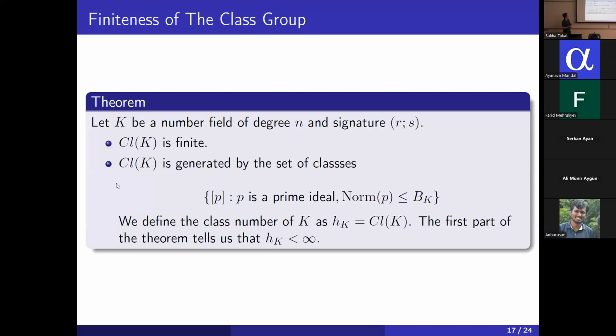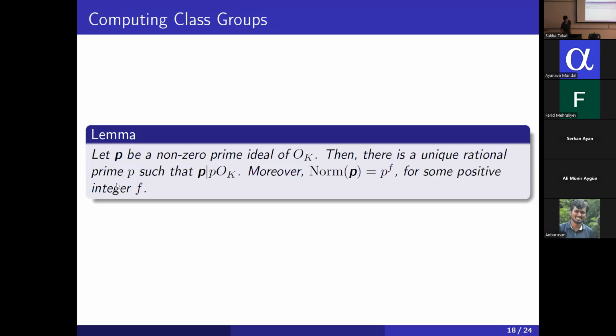Here we have a theorem. The theorem tells us that if you have a number field of degree n and of signature (r, s), then the class group is finite, and the class group consists of the prime ideals whose norms are less than this Minkowski bound M_K. And also, you can see that if we define the number of the class groups as h_K, the first property tells us it's finite: h_K is less than infinity.